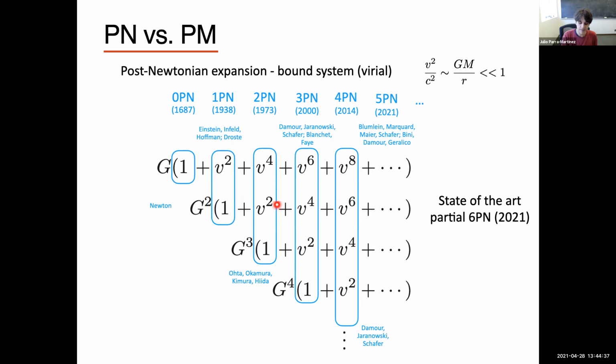There's been slow but steady progress in going up this vertical direction, which relates different orders in velocity and G Newton. The latest results are that 5PN is being computed by two groups, except for two coefficients. Apparently the second group, Bini, Damour, and Geralico, have found the last few missing terms in the 5PN Hamiltonian. So the state of the art now is partial computations at 6 post-Newtonian order, and also one piece at 7PN.